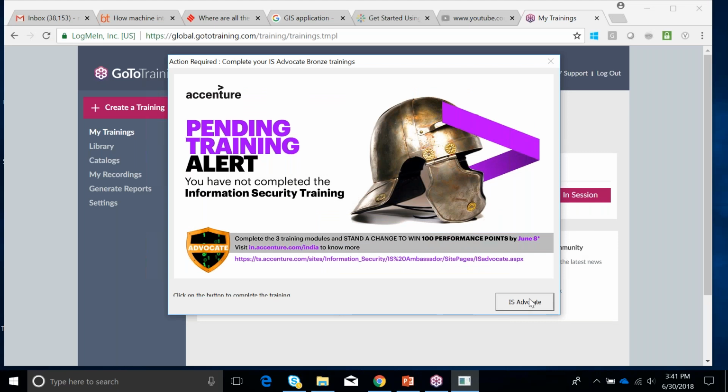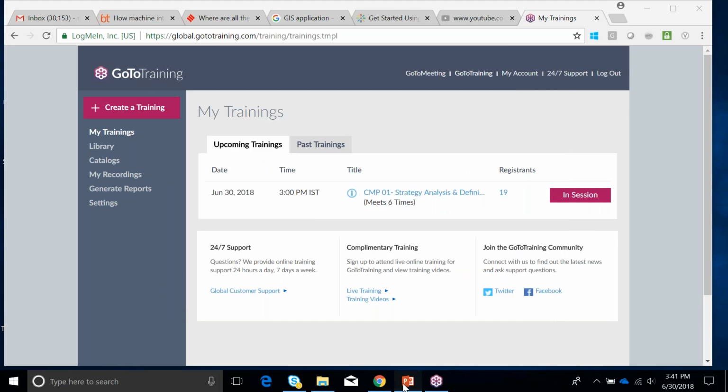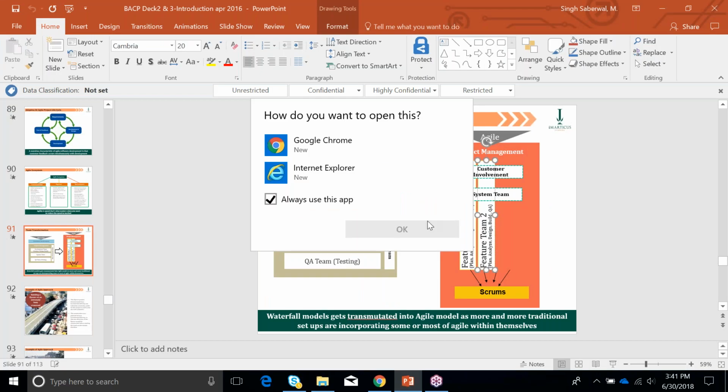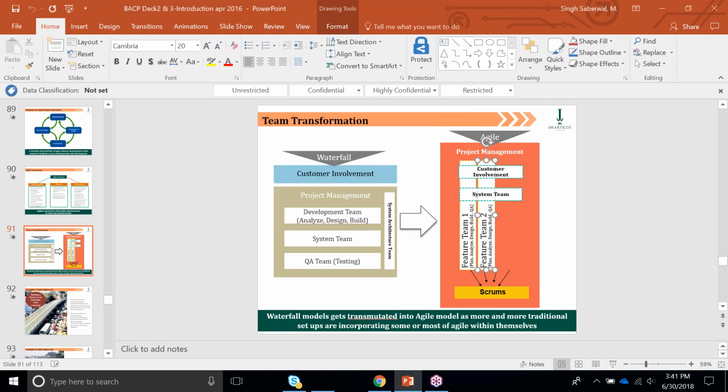Yep, full screen will do that. Full screen. Yep. Okay, let's go full screen.